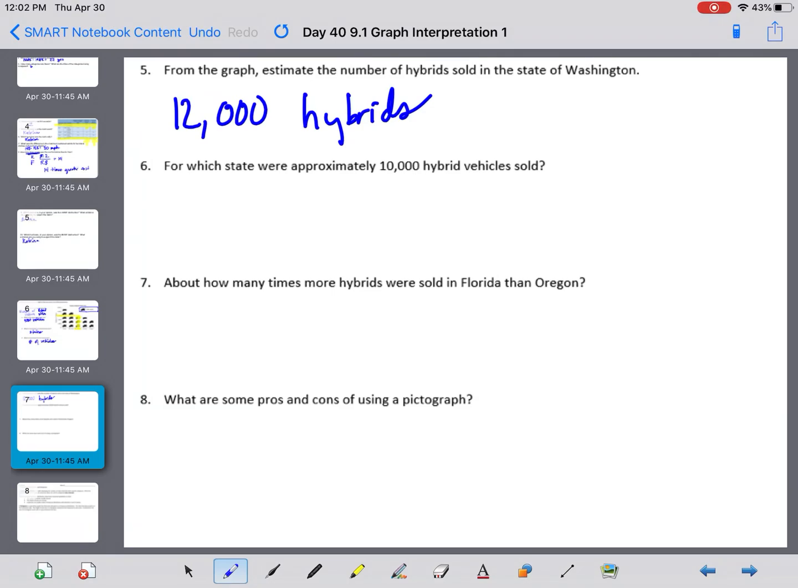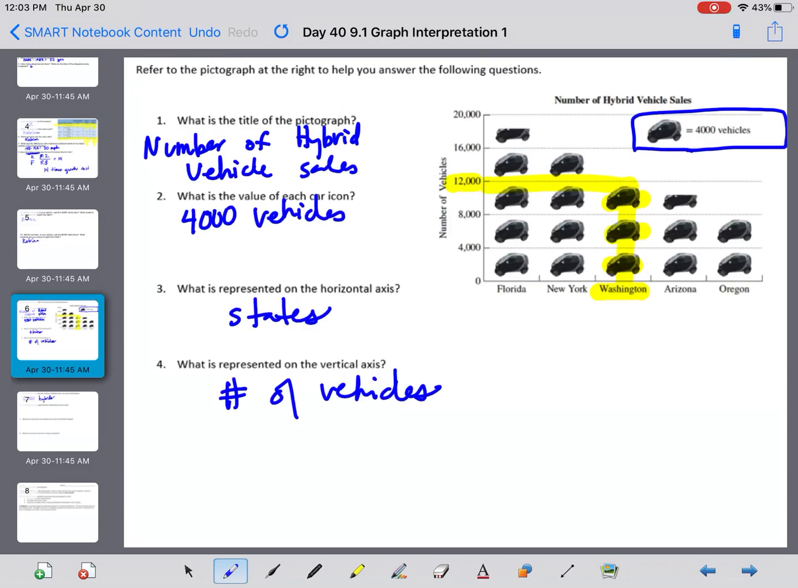For number 6, which state were approximately 10,000 hybrid vehicles sold? So going back to our graphic here, I'm looking for 10,000. Now this one's a little bit tricky because I don't have 10,000 represented on my scale right here. I have 8,000 and then I jump to 12,000. So that means 10,000 has to be right in the middle. So if I'm drawing that line, I can see here that Arizona, since there's only half of a car represented, that half a car would represent 2,000 vehicles.